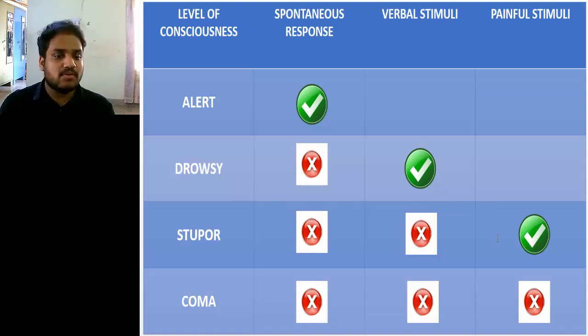He may groan, or sometimes he may respond. The painful stimulus you can give in the middle of the sternum, right? So if you give a painful stimulus and he is responding, you can say that the person is stuporous. Now, what if the patient is not responding to spontaneous stimuli, verbal stimuli, or painful stimuli? Now you can say that the patient is in a state of coma, right? So these are the levels of consciousness, that is the altered sensorium of the patient. This is how you assess the altered sensorium of the patient, right?